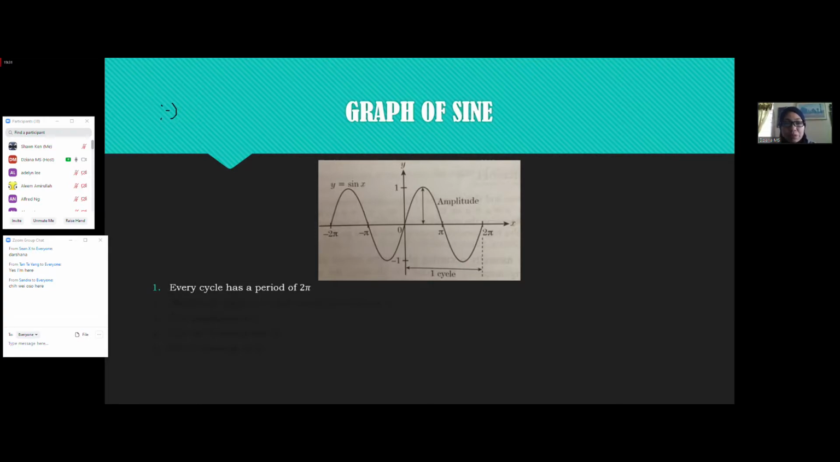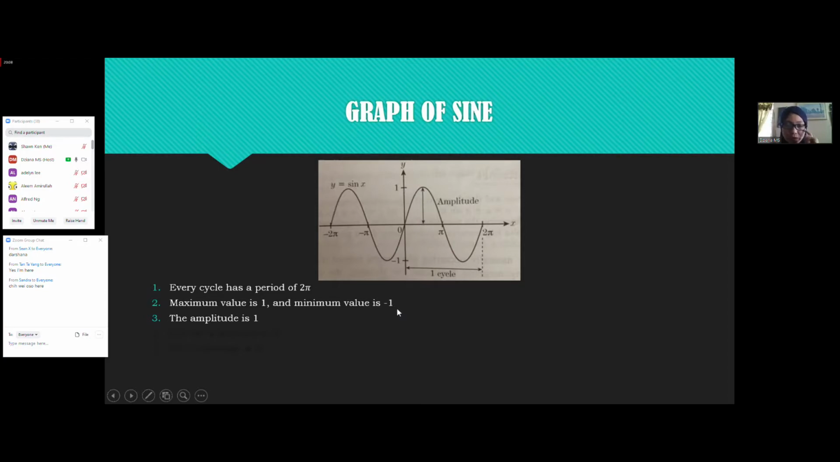Every cycle has a period of 2 pi, meaning that this one cycle here is always 2 pi. Then the maximum value is always 1, and the minimum value is negative 1. The amplitude is 1. Because the maximum value is 1, the amplitude here is 1.